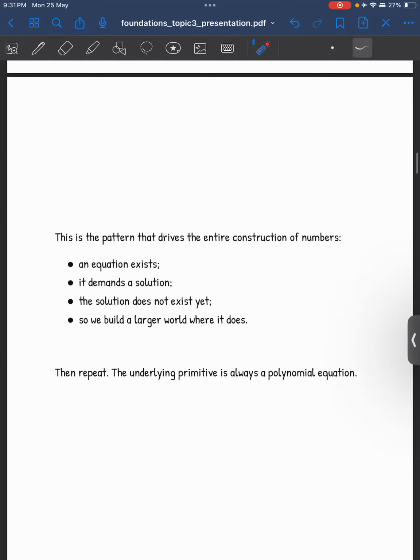This is the pattern that drives the entire construction of numbers. An equation exists, it demands a solution. The solution does not exist, so we build a larger world where it does. Then repeat. The underlying primitive is always a polynomial equation. Remember this.